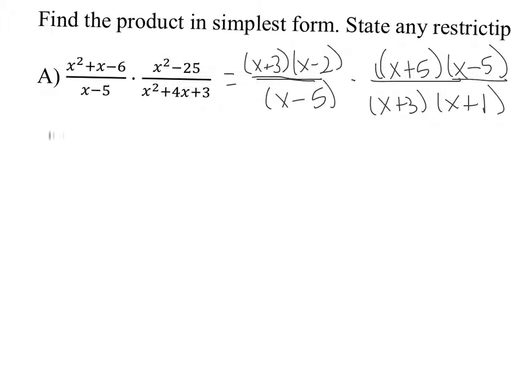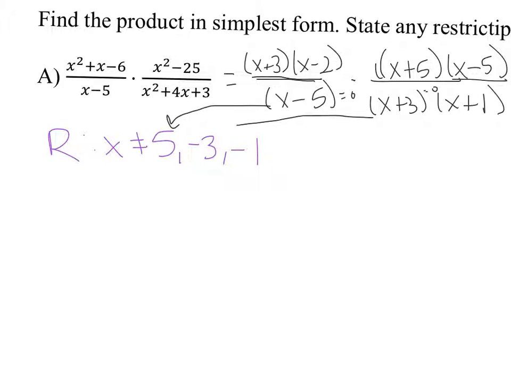To my restrictions, I'm just going to go like this. Restrictions. X cannot equal a positive 5, x cannot equal a negative 3, and x cannot equal a negative 1. This said that equals 0, that is where the positive 5 comes from. If I said this one equal to 0 and solve for x, that's where the negative 3 comes from.